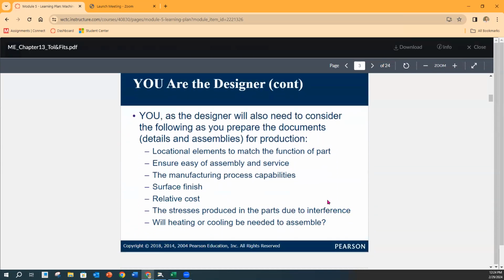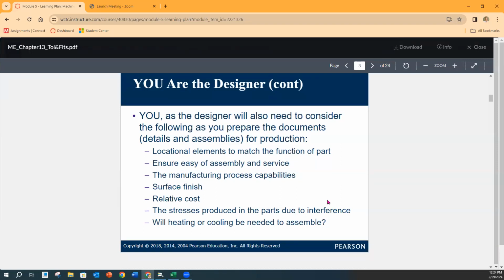Now, you as a designer will also need to consider the following when you're preparing your documents. You're going to be responsible for creating good, accurate, to-the-standard details and assemblies so that the parts can be manufactured. So you need to look at those locational elements, that they're going to match the function of the part, and where dimensions need to be held, that they are positively being held and going to always be there.